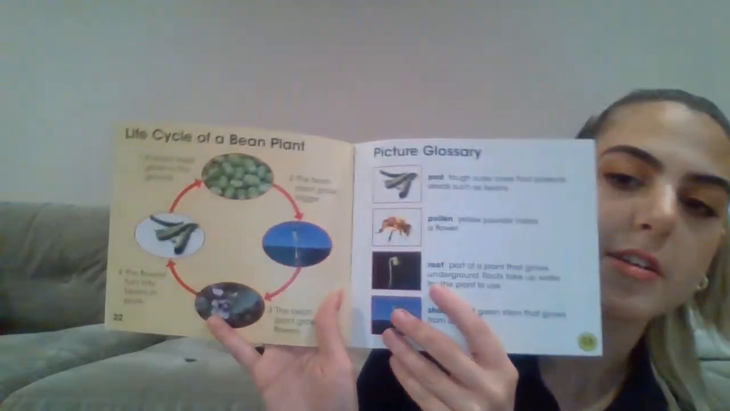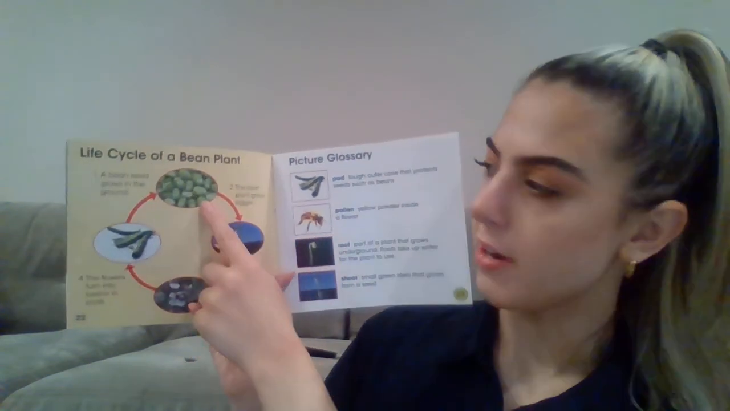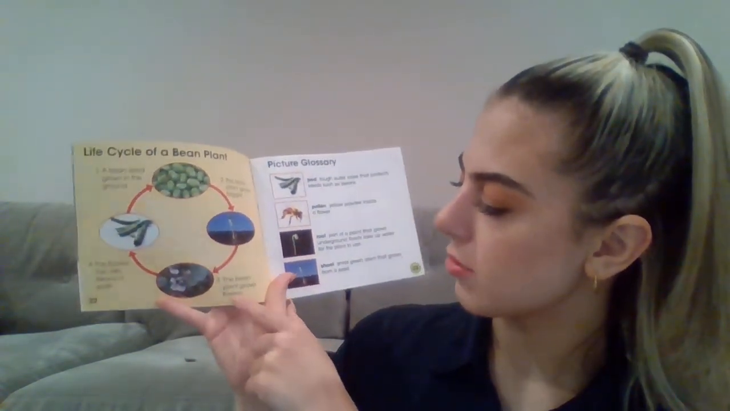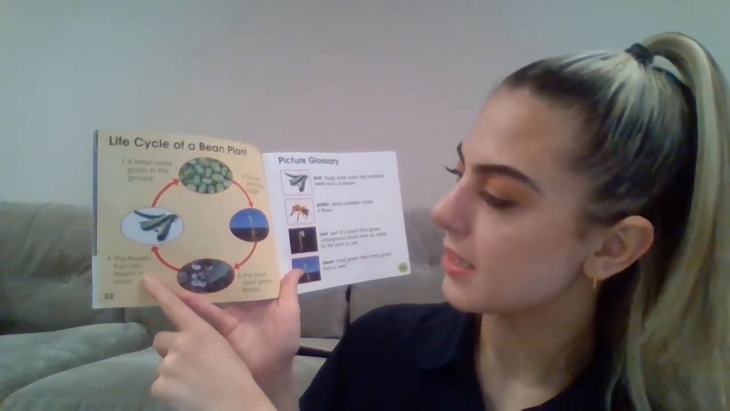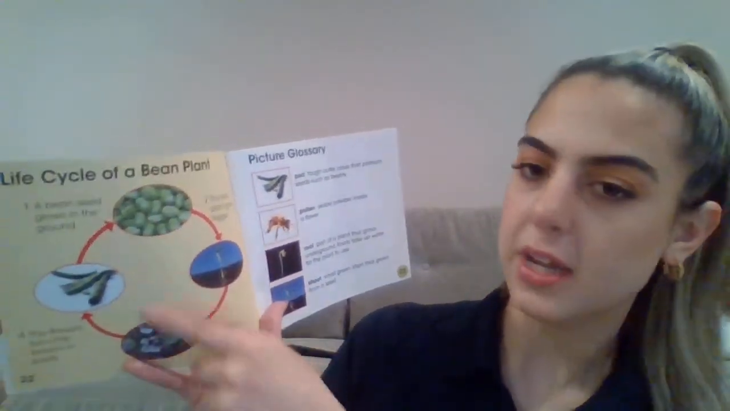So here we go. Here's a life cycle of a bean plant. A bean seed grows in the ground. The bean plant grows bigger. The bean plant grows flowers. The flowers turn beans into pods. And then all over again, it keeps going and going and going.